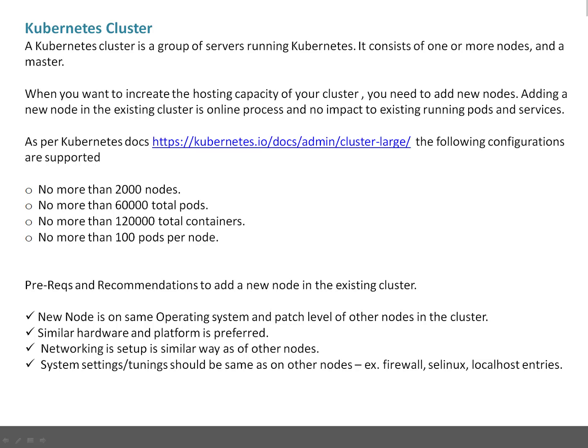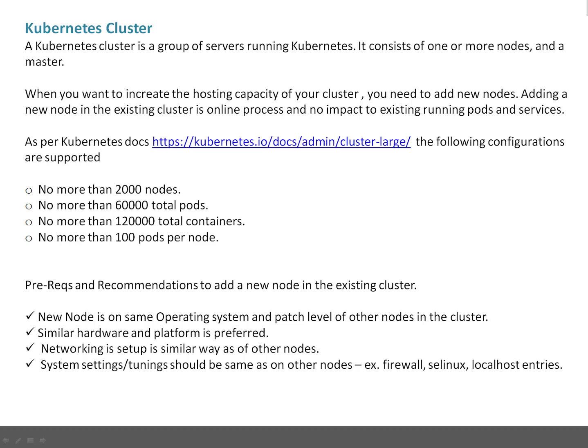As per Kubernetes documentation, you can see the link on my screen. The following configurations are supported with Kubernetes version 1.6. It can support not more than 2000 nodes in a single cluster, which means you can have 2000 nodes. It can support 60,000 pods in total, 120,000 total containers, and not more than 100 pods per node. It means on a single node, you can have a maximum of 100 pods. So that's what is supported at present. Maybe in future this capacity will expand. For me, this is a huge provisioning capacity, I can say.